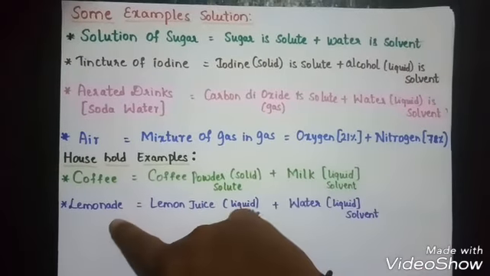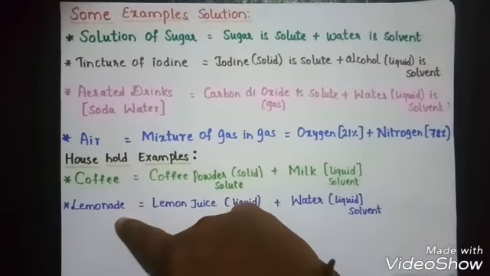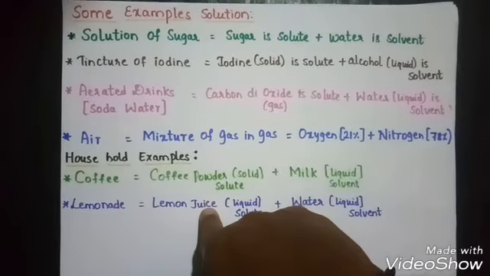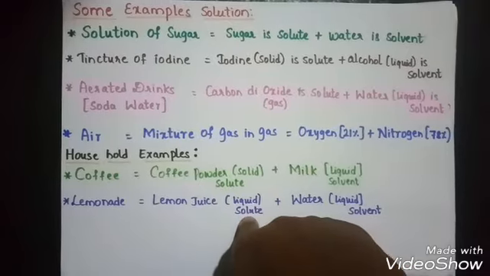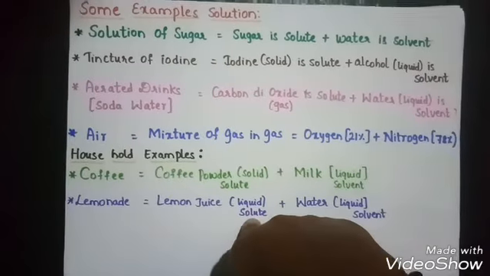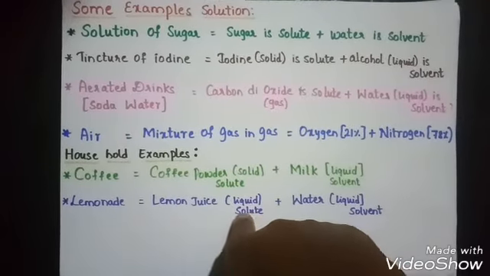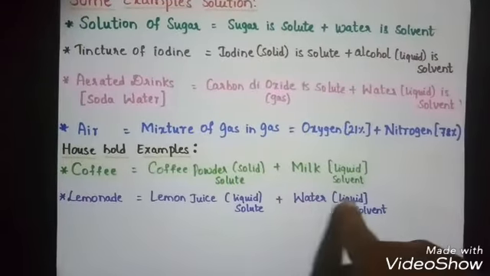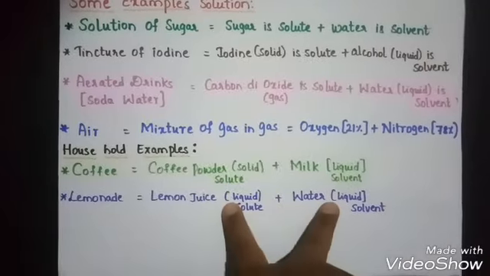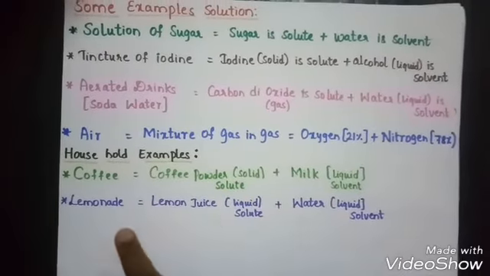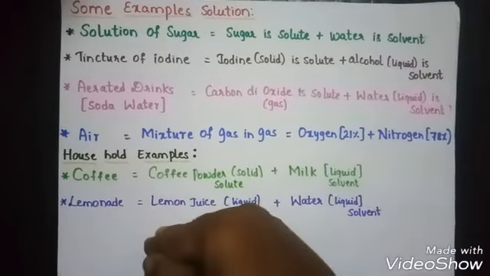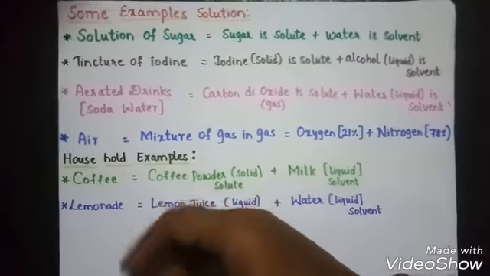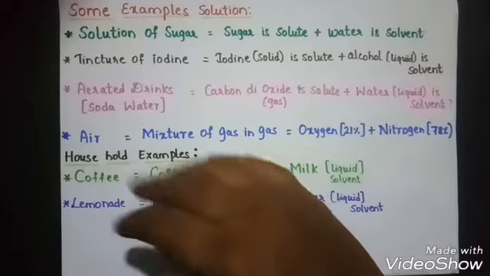Next one, lemonade, or what you normally call sharbat. How is it prepared? You take lemon juice, a liquid, in a smaller quantity, so we call it the solute, and you take water in a larger quantity, which we call the solvent. When these two liquids are mixed, you get lemonade. Like this, the tea or the different kinds of juices that you make in your home are all examples of solution.